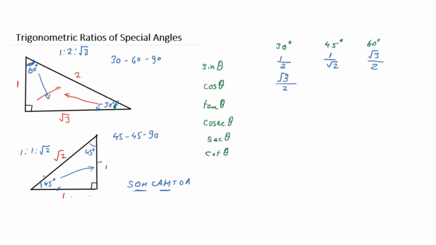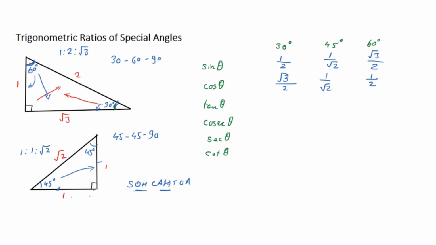For a 45-degree angle, so it's going to be adjacent, which is again 1 over root 2. And for a 60-degree angle, the side adjacent to the 60-degree angle is going to be 1 and the hypotenuse is 2. So 1 over 2.